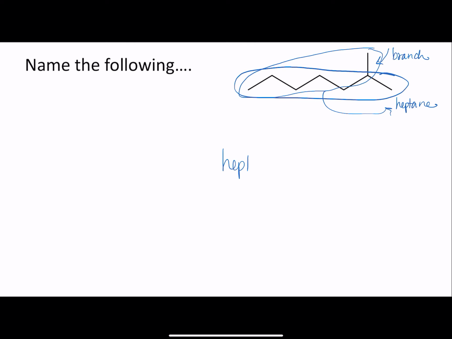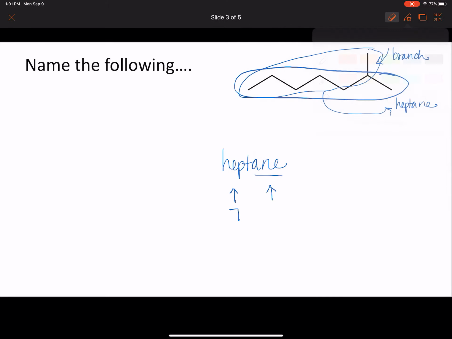First part of our name, which ends up being the last part of our name actually, is heptane. 7 carbons, only single bonds. That's the ane part. However, we don't have an N now because we have this group. Okay, so I'm going to erase this line here so it's not confusing. And I'm going to draw in my other line again.